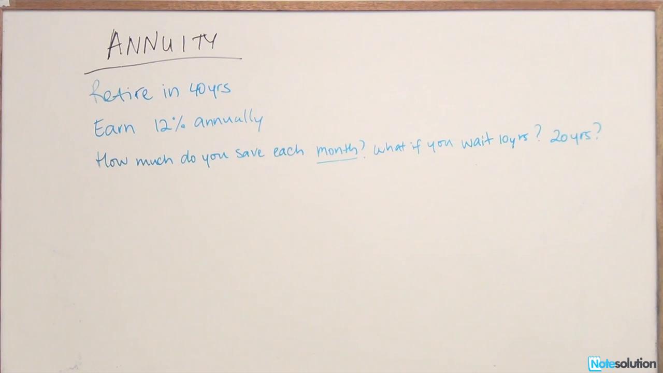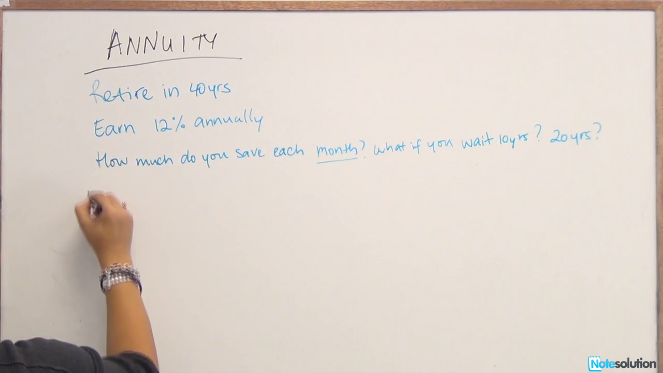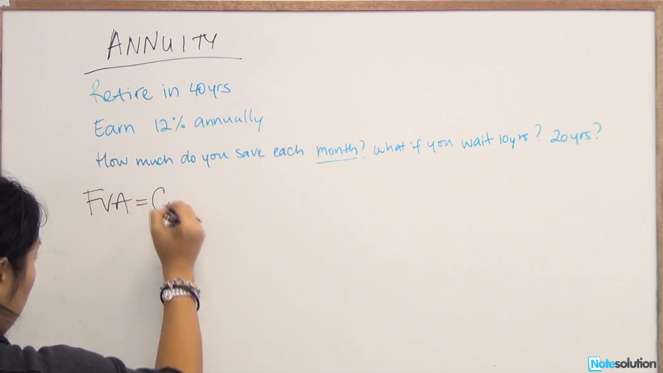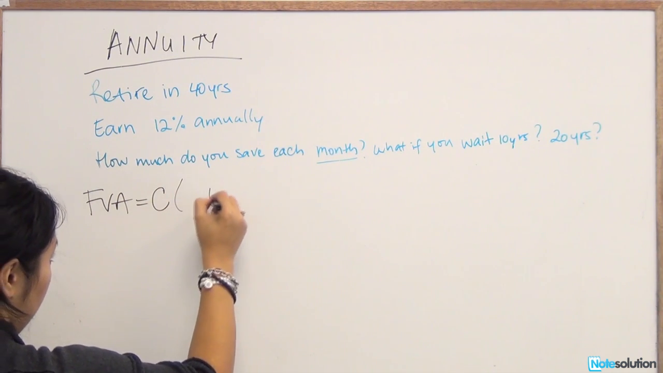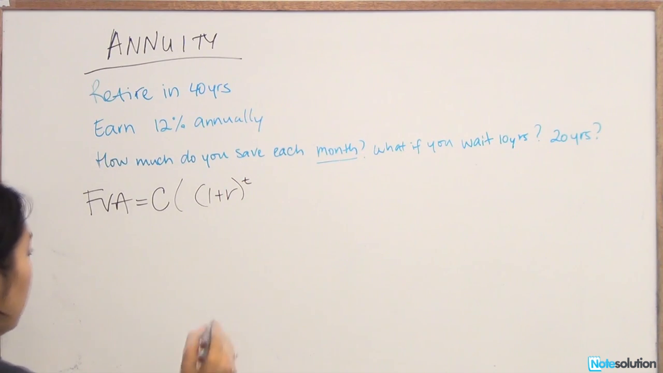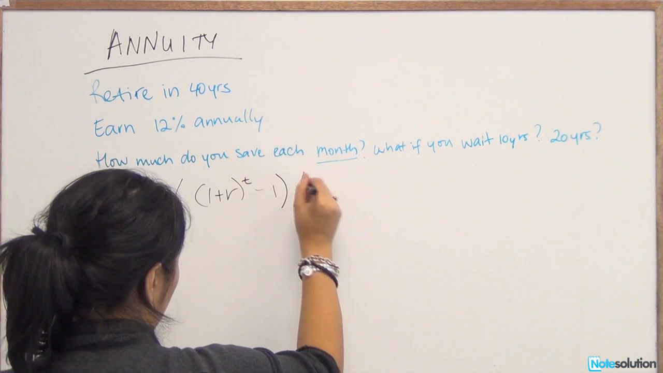So if you wait for 10 years before you start investing, and if you wait for 20 years to start investing. So to start solving the question, we need to recall the basic future value of annuity formula, which is equal to the cash flow times 1 plus R to the power T minus 1 divided by R.